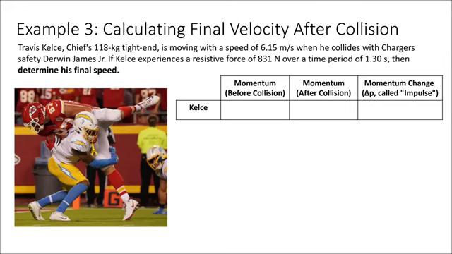All right, this one's for all you football fans out there. Let's calculate the final velocity of a football player after a collision. Travis Kelce, the Chiefs' 118 kilogram tight end, is moving with a speed of 6.15 meters per second when he collides with Chargers safety Derwin James Jr.